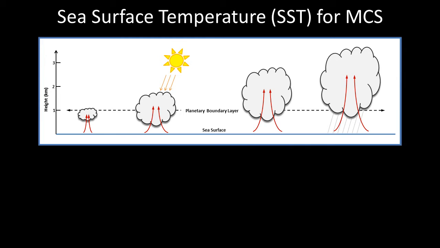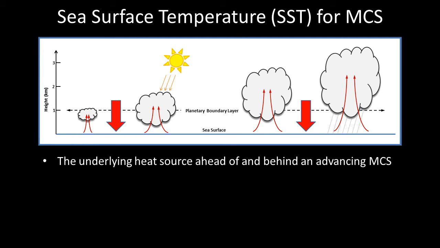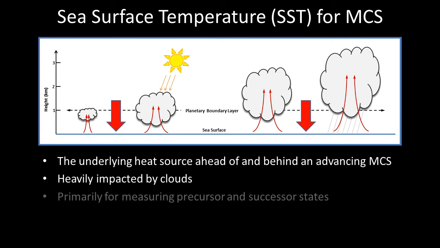As we've discussed, convection is powered by heat from below. That makes sea surface temperature an important driver for convection at the mesoscale. The warmer the underlying ocean surface, the more energy there is available to power MCS growth. Sea surface temperature is observed by radiometers. Those are passive instruments. They cannot see through clouds. So while key to understanding MCS growth and decay, SST data is not available during MCS mature phase. As a result, SST measurements will be primarily used to characterize precursor and successor thermodynamics in the MCS life cycle.